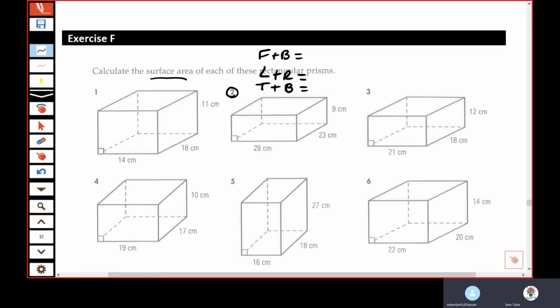So front plus back, that's 234 times 2. So you did that by doing 26 times 9 times 2. Is that right? Yep. Good. Next one, left and right. Left and right, so 23 times 9.